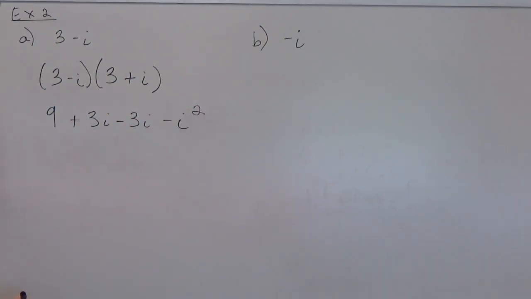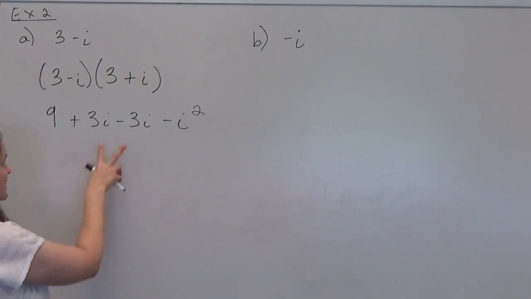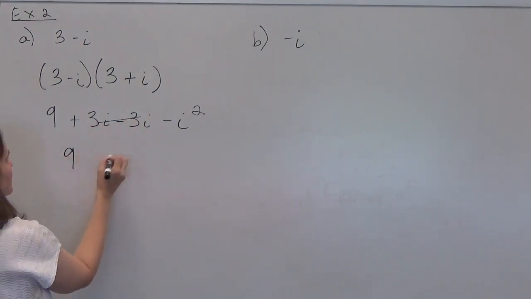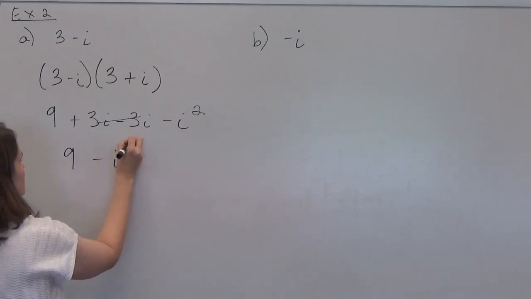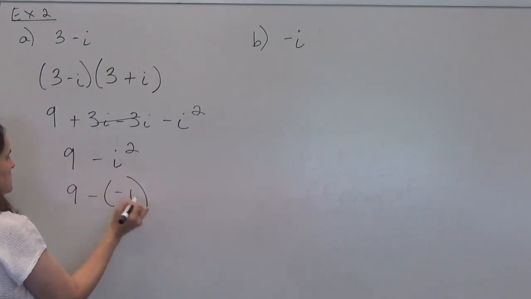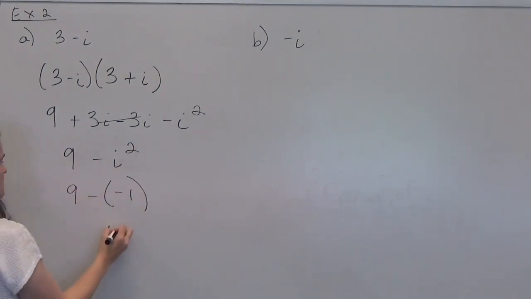Okay, again, with these being conjugates, we are not surprised to see these middle terms canceling each other out. So we've got 9 minus i squared. And again, we know that i squared is the same as negative 1, so we can make that substitution. And we get 9 plus 1, which is 10.